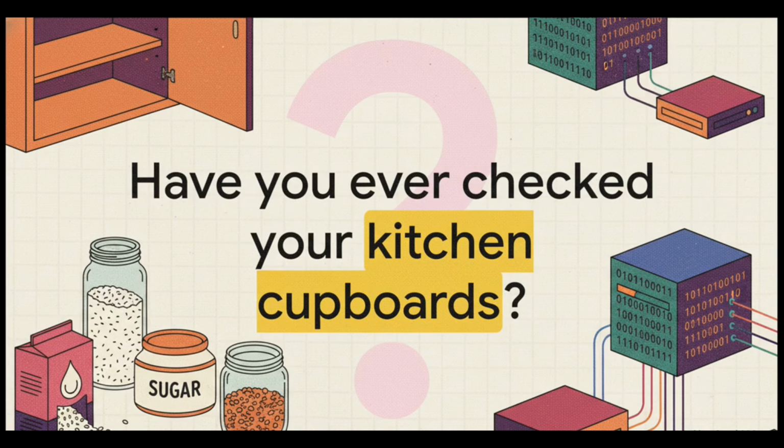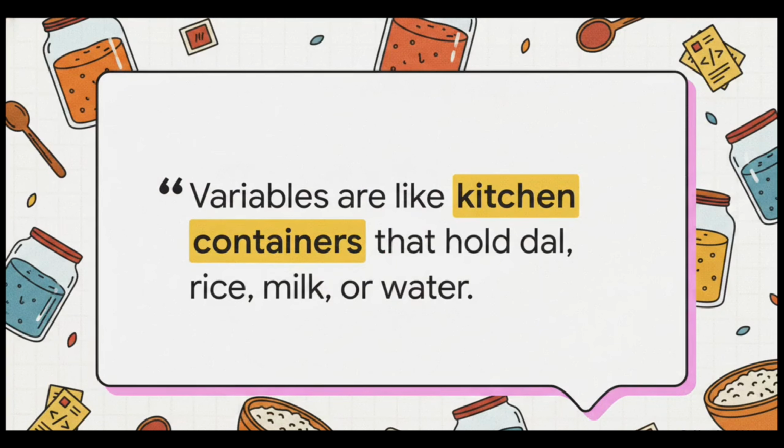Well, in the programming world, your computer faces that exact same organizational challenge. It has to manage a massive amount of information to run a program, and to do that effectively, it needs its own digital containers. There's a quote from our source material that really hits the nail on the head here. It says, "Variables are like containers in a kitchen that hold dal, rice, milk, or water. You can empty a container and put something new in it."